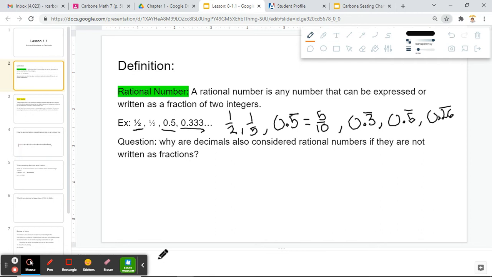So I got a question here for everybody. Why are decimals also considered rational numbers if they are not written as fractions? Think about that one for a second, and hopefully you can come up with the answer on your own.